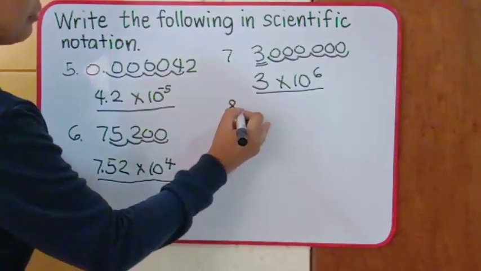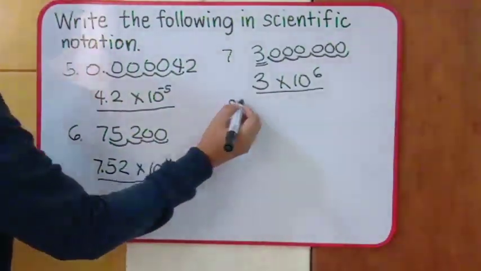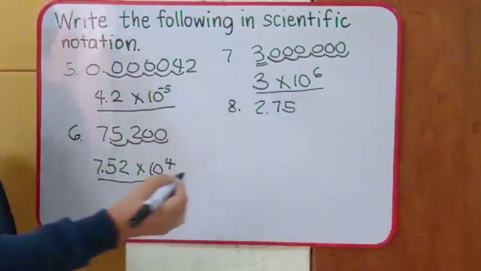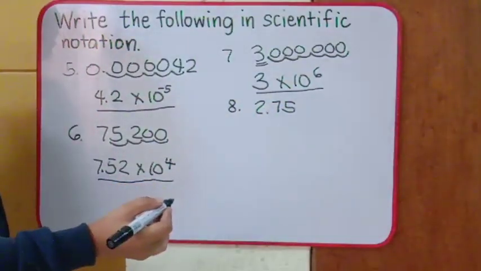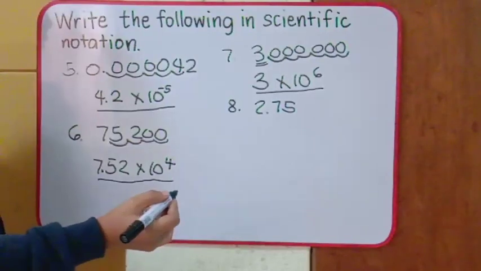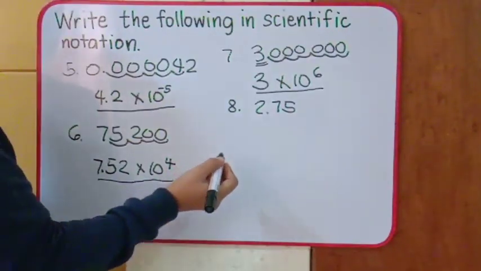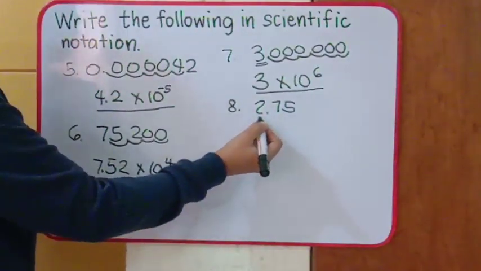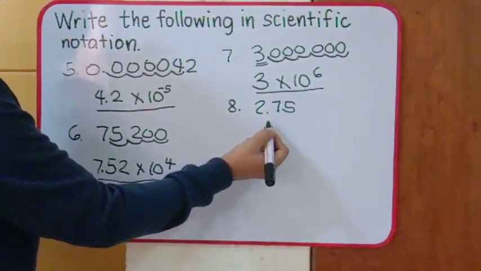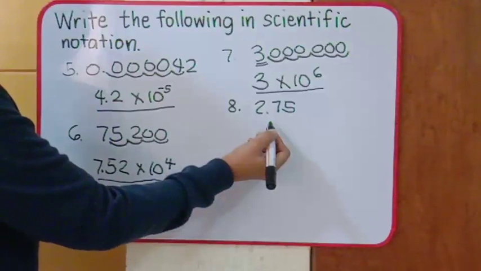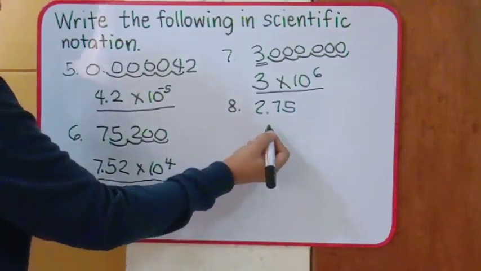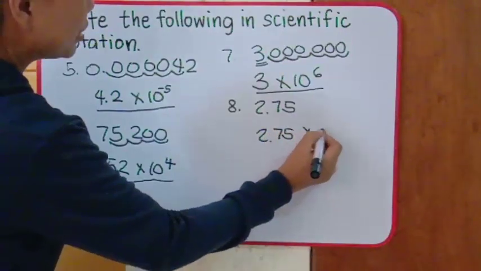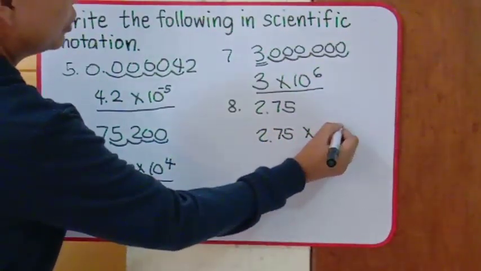Now let us have example number 8. So 8, we are given here 2.75. So we will write it in scientific notation. So we have here 2.75. Since 2.75 is already the value of A, wherein A must be greater than or equal to 1 but less than 10, we have here 2.75 times 10 raised to 0.